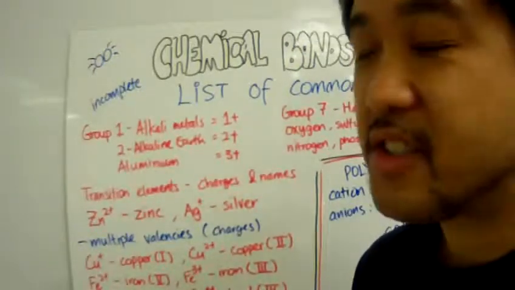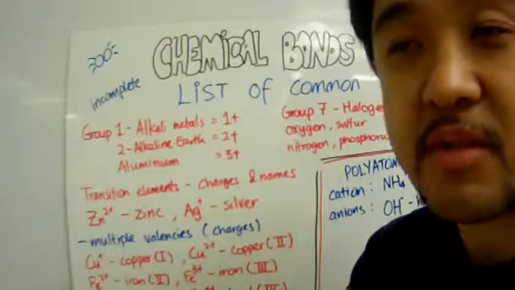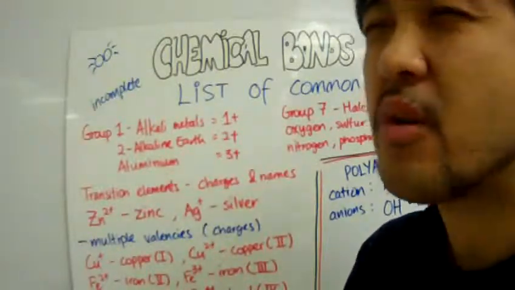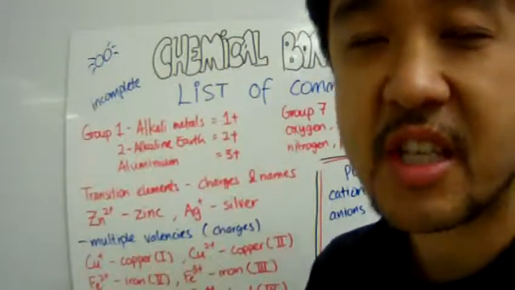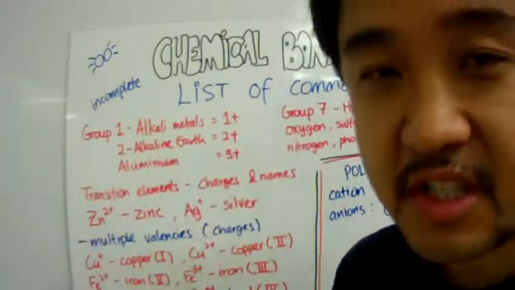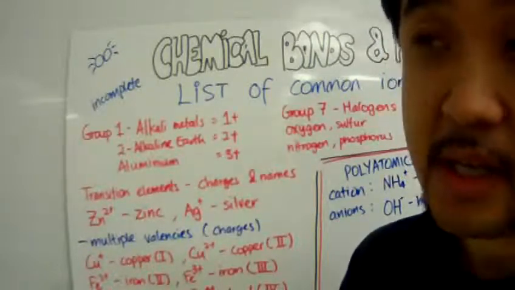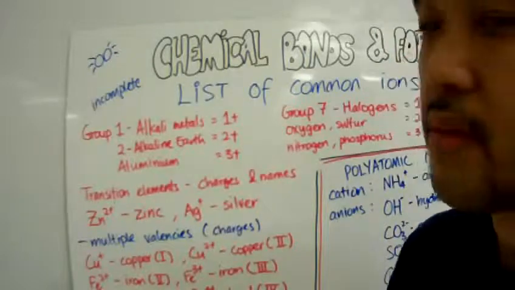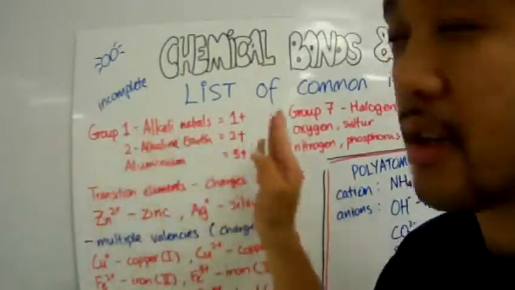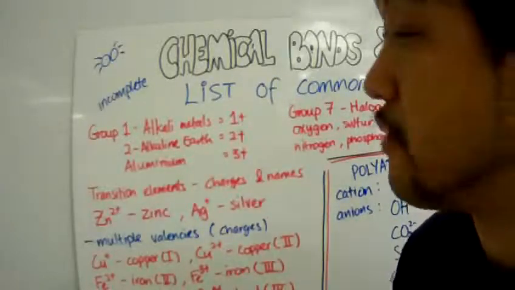Okay, we're going to continue with bonding and names and formulas, and we're going to go a little bit deeper now. I'm going to provide you an incomplete list of common ions that you might encounter in the course of your studies. First of all, we talk about group 1, alkali metals. They always have a charge of 1+.